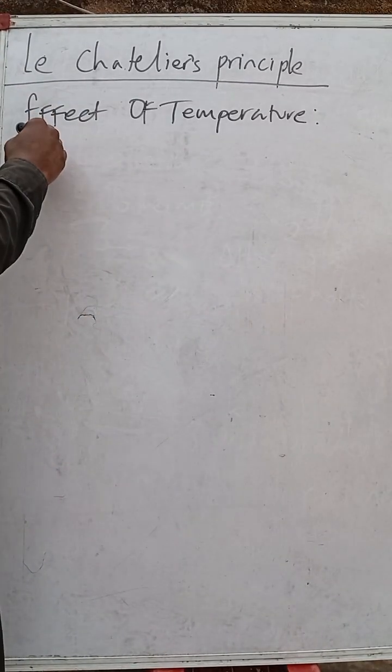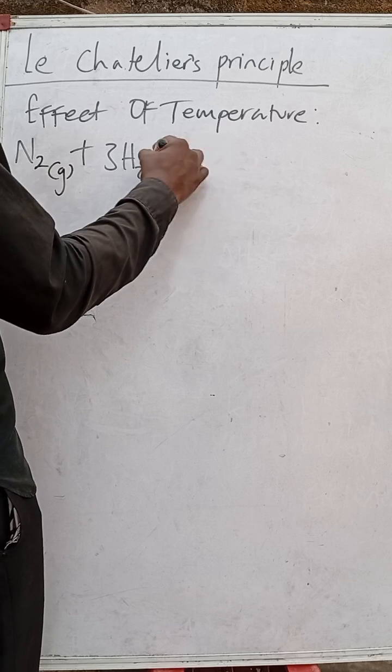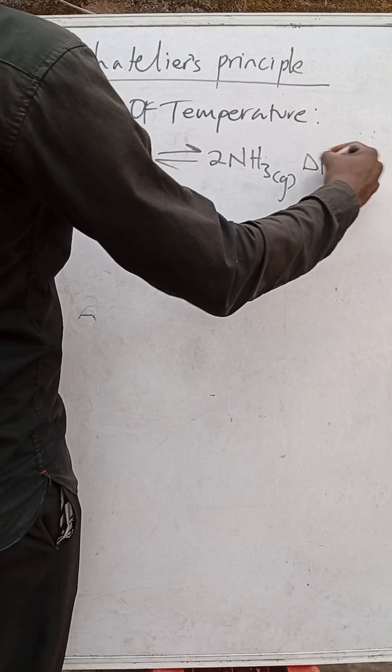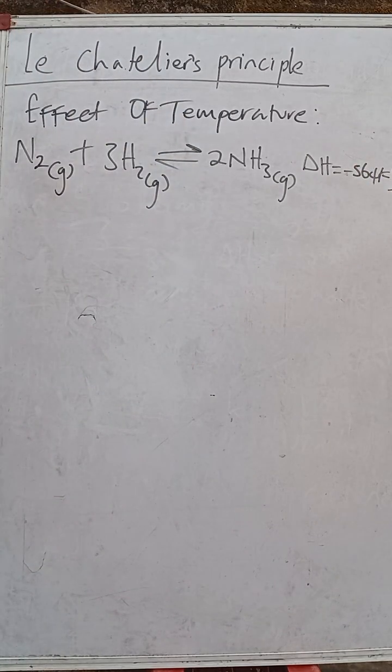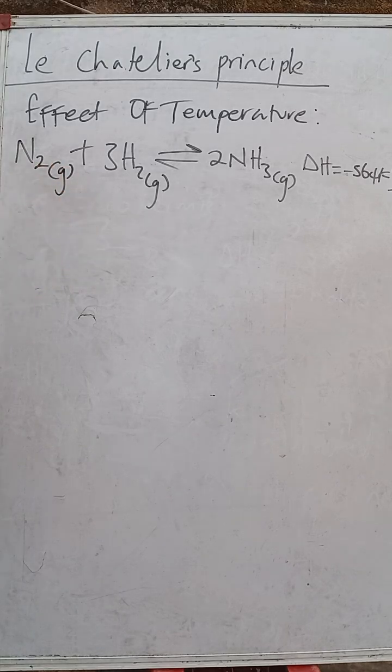N2 gas plus 3H2 gas, at equilibrium, gives 2NH3 gas, with delta H of, let's say, minus 564 kilojoules per mole. So if you ask me, the forward reaction is exothermic. For an exothermic reaction, an increase in temperature shifts the equilibrium position to the left, favoring more reactant formation, while a decrease in temperature shifts the equilibrium position to the right, favoring more product formation. That is a fixed thing that normally occurs. It is fixed.